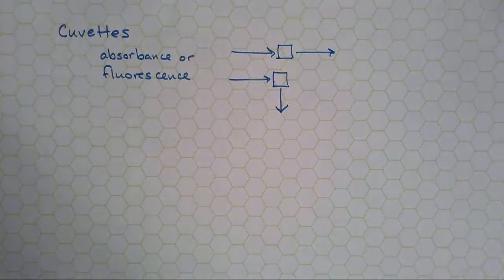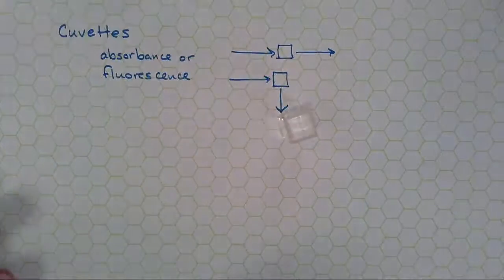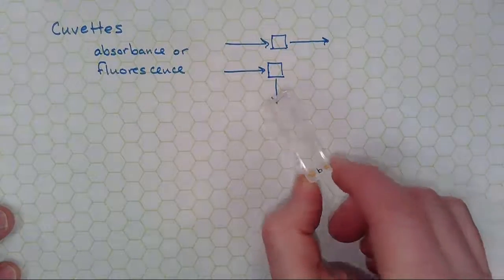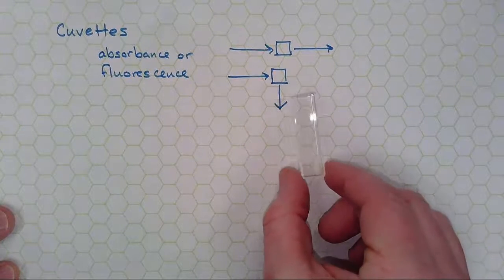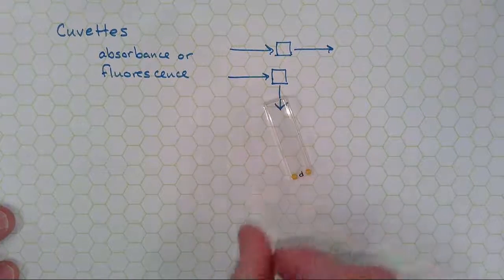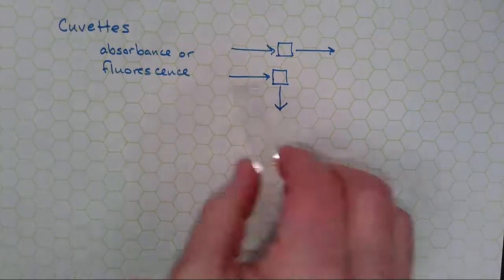There are other cuvettes. I'll take this one out and show you. This cuvette is going to be clear on all sides, so that's a fluorescence cuvette. It can be used for absorbance, but it doesn't have to be. You can use it for fluorescence as well.